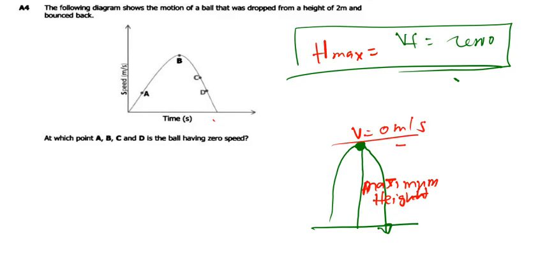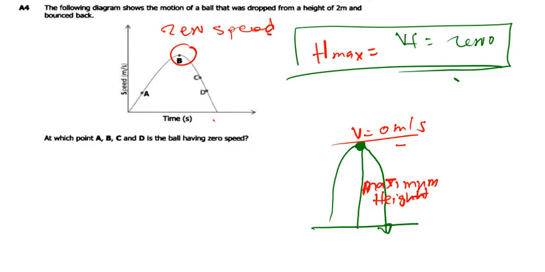Using this information that I've given you, the question is, at which point A, B, C and D is the ball having 0 speed? From the diagram here, where do we expect the velocity to be 0? That is point B, because at point B the ball is now turning back to the surface. At that point I have got the maximum height, and when I have got the maximum height, the ball has to come down. That's where I expect to have my 0 speed. So the correct answer is B.